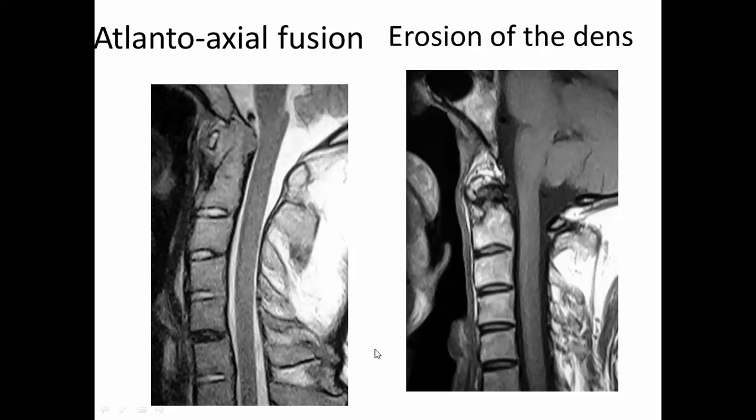In this one, you will find atlantoaxial fusion or erosion of the dens. Erosion of the dens could be seen in rheumatoid, could be seen also in ankylosing spondylitis. So you can have atlantoaxial fusion as here, or erosion of the dens at this one, and this is a differential with rheumatoid.